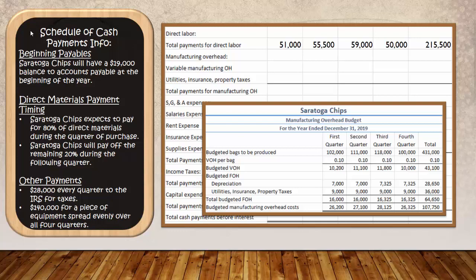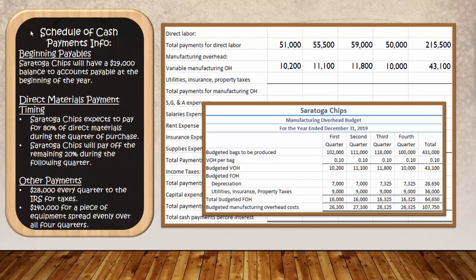For the manufacturing overhead section, we need to go to our manufacturing overhead budget. As you'll see on here, we had variable manufacturing overhead, our budgeted VOH, the third row down on our manufacturing overhead budget, of $10,200 during the first quarter, $11,100 during the second quarter, $11,800 during the third quarter, and $10,000 during the fourth quarter, meaning we had total variable overhead expenditures during the year of $43,100.